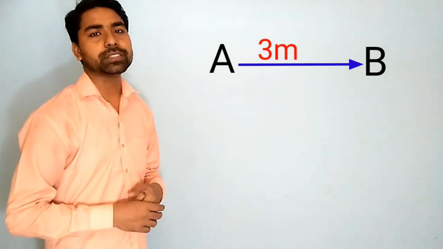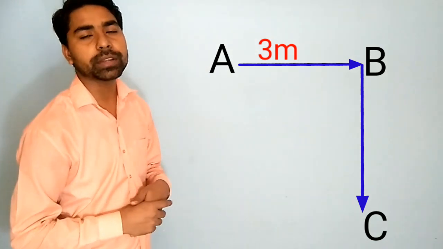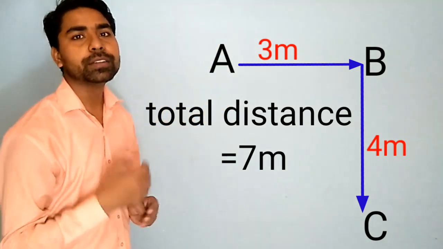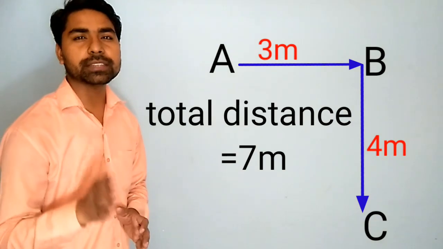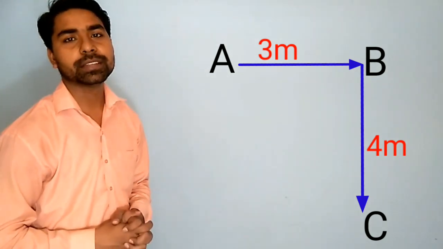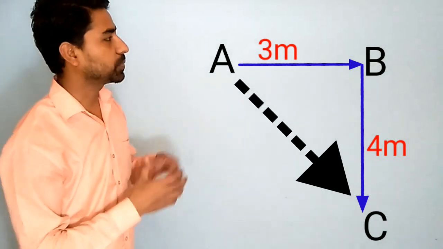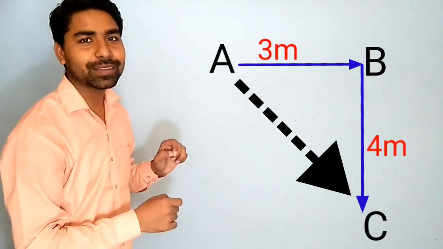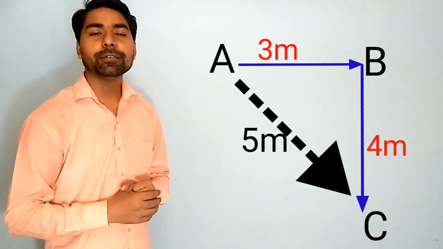Now suppose the person is going from B to C in this direction. B to C, suppose the distance is 4 meters. So the total distance covered is 3 plus 4, total distance 7 meters. Now here is the point: what is displacement? The definition of displacement is the shortest distance between the initial point and the final point. So from A to C, what will be the distance? Just draw it. This is like a diagonal, forming a right angle triangle. One side 3, second side 4. By the Pythagoras theorem, the diagonal is 5 meters. So the A to C displacement is 5 meters.